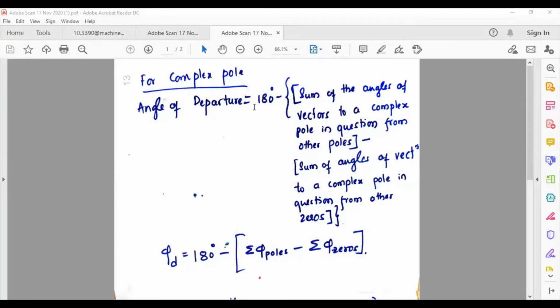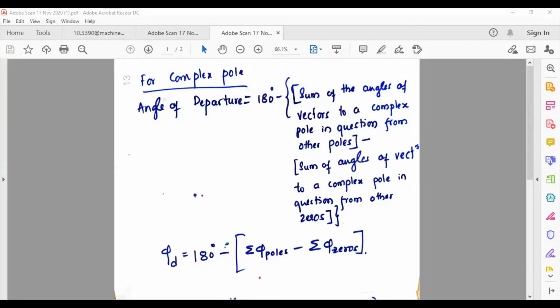The expression for angle of departure is 180 degree minus sum of the angles of the vectors to a complex pole in question from other poles, minus sum of the angles of vectors to a complex pole in question from other zeros. This is the straightforward expression. It can be written as 180 degree minus summation of angle of poles, that is, sum of the angles of vectors to a complex pole in question from other poles, then minus summation of angle of zeros, the sum of the angles of the vectors to a complex pole in question from other zeros. So this is angle of departure.